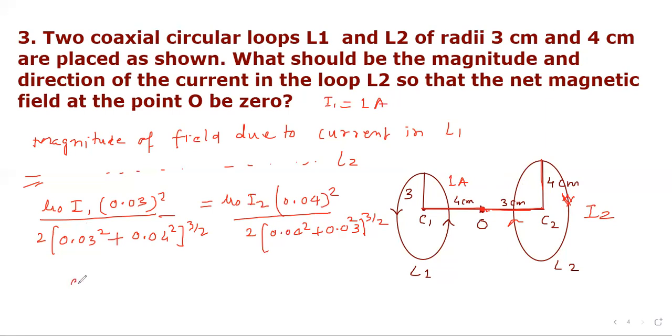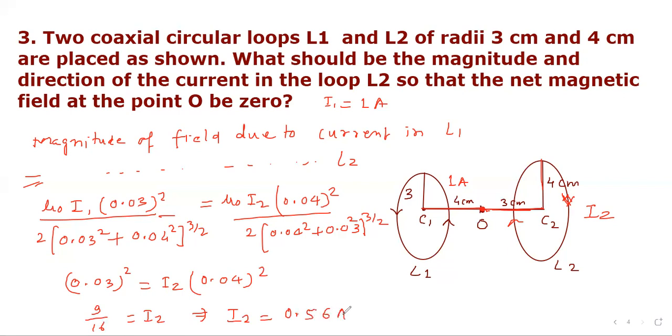So we get 0.03 whole square times I1, and I1 is 1, so the total product will be 1, equal to I2 times 0.04 whole square. So it will be 9 upon 16 equal to I2. So we can say that I2 equals 0.56 ampere.